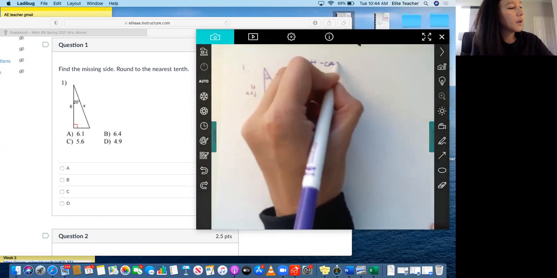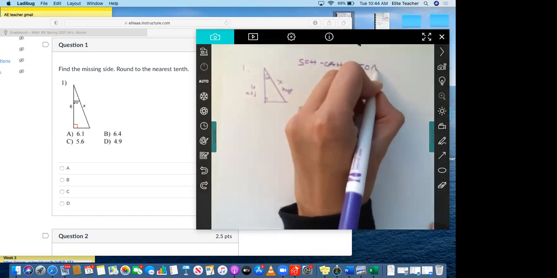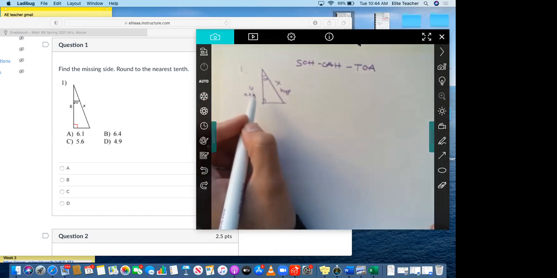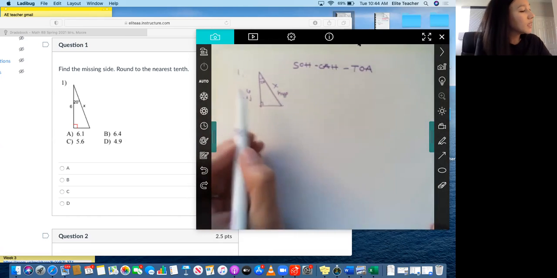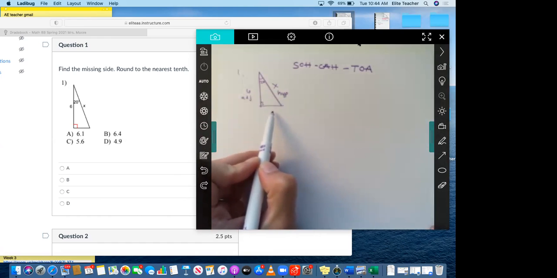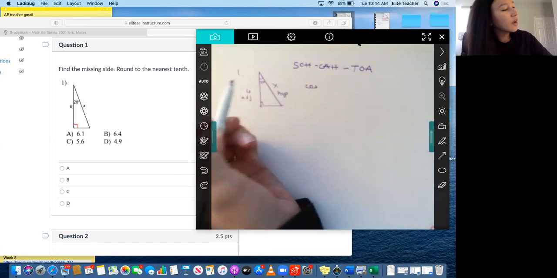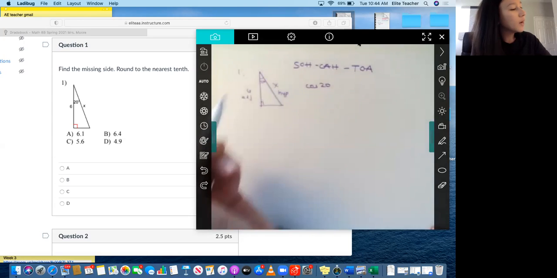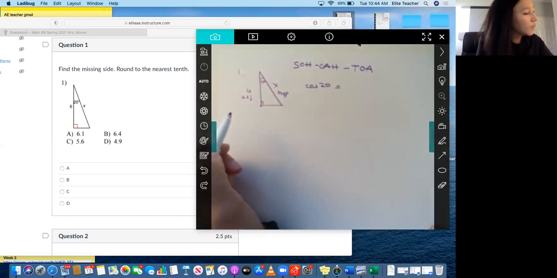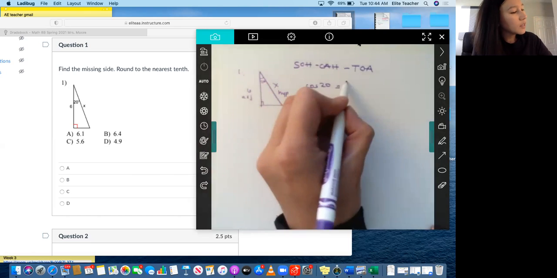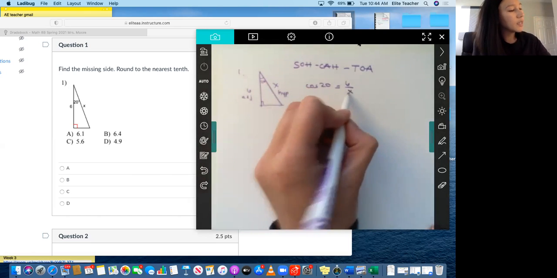SOH CAH or TOA? TOA. We're using, nope, not TOA, because we don't have the opposite and adjacent. Cosine. So cosine, because we have the adjacent and the hypotenuse. Yep, that's our CAH. So the cosine of our angle, which is 20, equals our adjacent side, which is 6, over our hypotenuse, which is x.